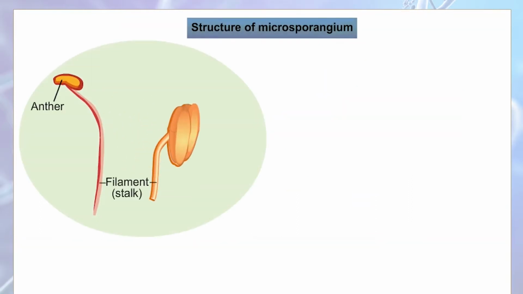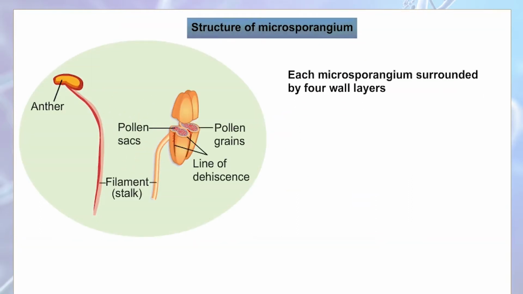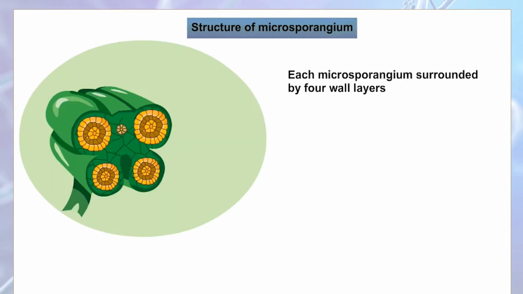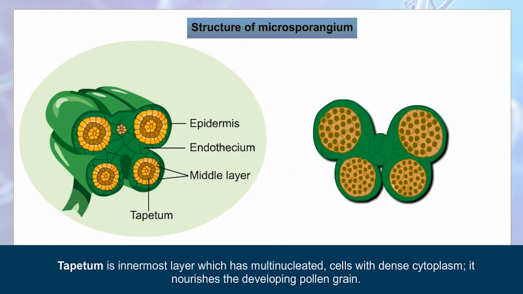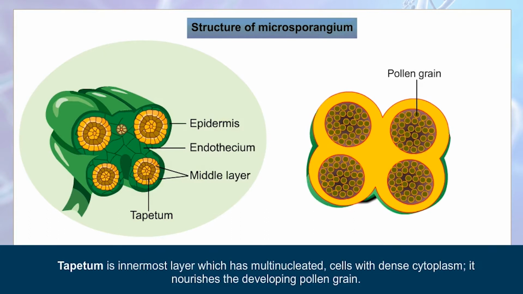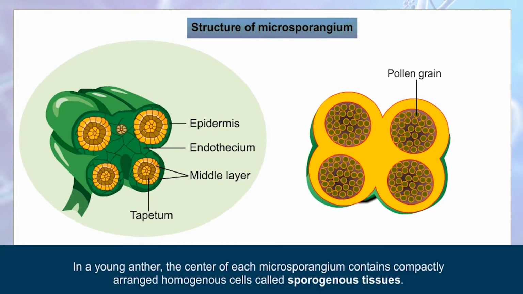Structure of microsporangium. Each microsporangium is surrounded by 4 wall layers: epidermis, endothecium, middle layer, and tapetum. Tapetum is the innermost layer which has multinucleated cells with dense cytoplasm. It nourishes the developing pollen grain. In a young anther, the center of each microsporangium contains compactly arranged homogeneous cells called sporogenous tissue.